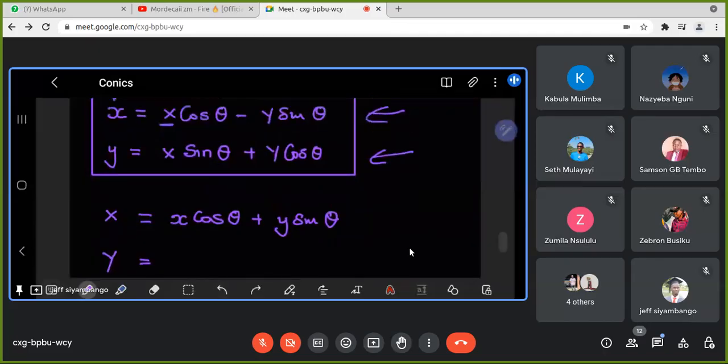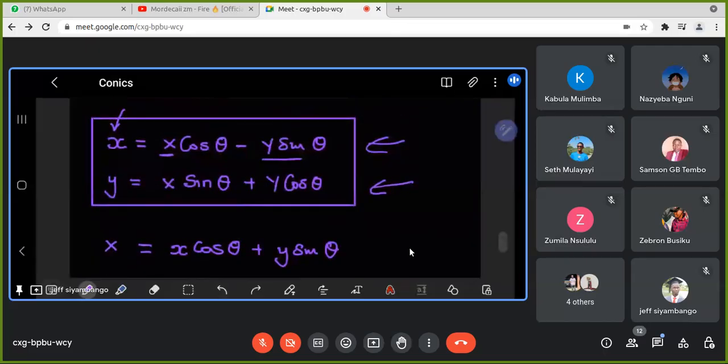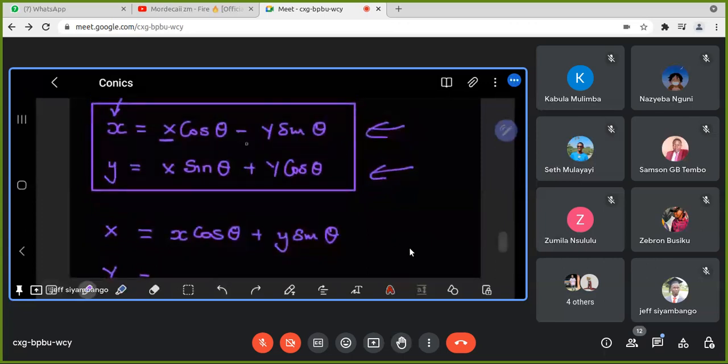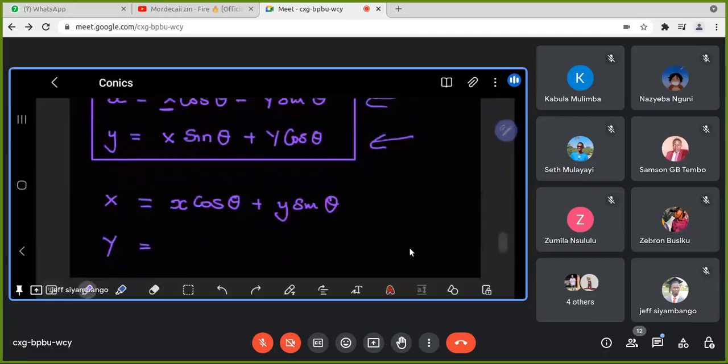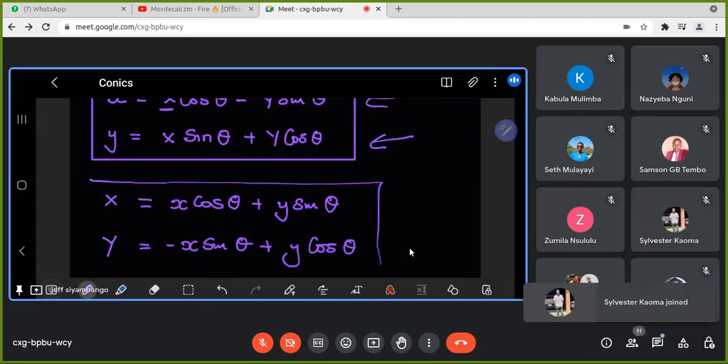So what you can pick here is that the sine term changes sign. If it was negative, it becomes positive. If it was positive, it becomes negative. In the first part it was negative, it has become positive. And now the sine term there was positive, now it becomes minus. So here we're dealing with x, then we have sine theta, this is still plus, then you have y cos theta. So this is what you're dealing with in this case.